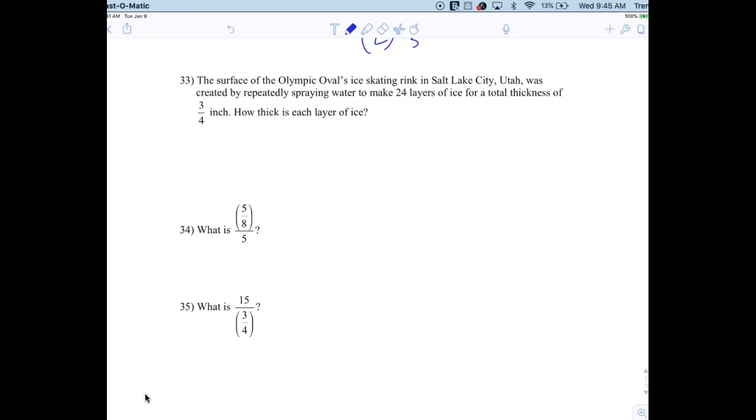So here what they're doing is they're saying there is what? 24 layers. Does everybody agree with me on this? There's 24 layers. 24 layers of ice. All right? And the ice, this length is 3/4 of an inch. I'm trying to figure out how thick is each layer. Tell me.